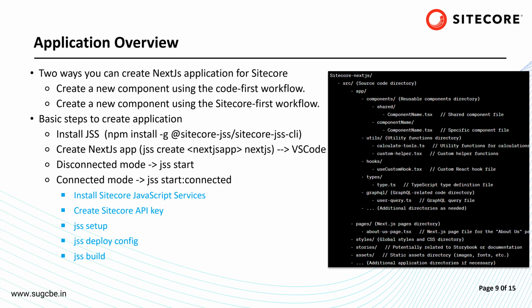So for that, you have a command called npm install @sitecore-jss/sitecore-jss-cli. This installs the JSS framework on your machine. In case you are working on your local sandbox and you want to install the JSS, you have to run this command in order to install the JSS. And then you have to create the Next.js application.